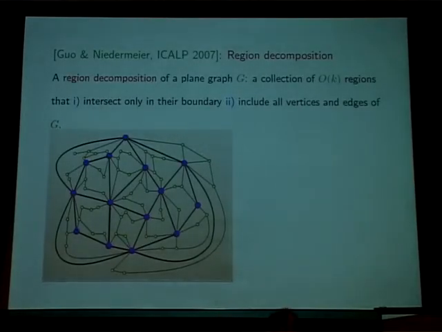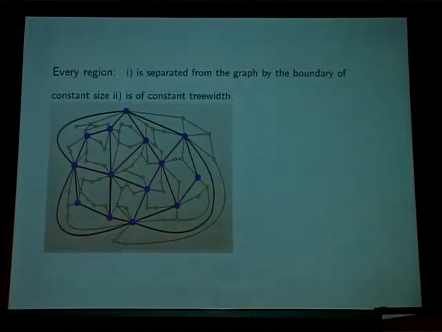And also there was a kind of general framework which was suggested by Guo and Niedermeier. So basically what they show is that for many problems you have a so-called region decomposition. So again, region decomposition is you are able to partition your plane into regions such that the boundary of the region is of constant size. And so the region decomposition is just I cover the whole graph with these regions, and the graph intersects the decomposition only in the boundary. And also the property of these things is that every region is separated by a constant number of vertices, so the boundary of the region is constant, and also every region is of constant treewidth.